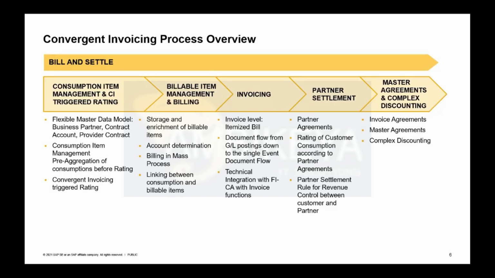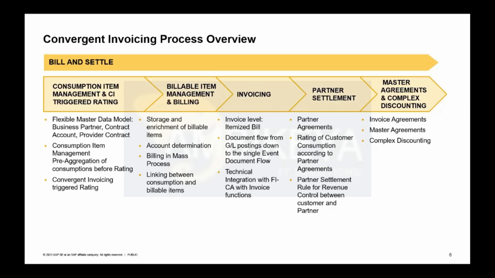All processes in convergent invoicing can be done in mass. We have, for example, billing in mass processes. And if you want to know which consumption is behind the billable items, you can also use linking between the consumption and the billable items. This is an interesting feature because sometimes customers have itemized bills and they have different levels, and they want to see which consumption was rated and placed on this invoice.